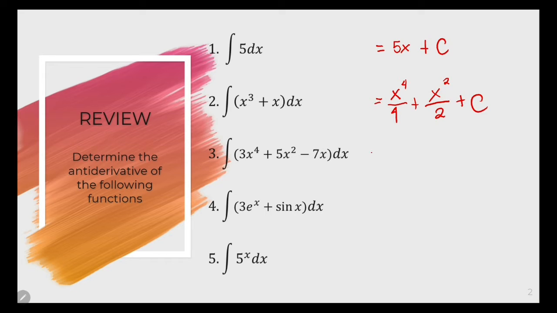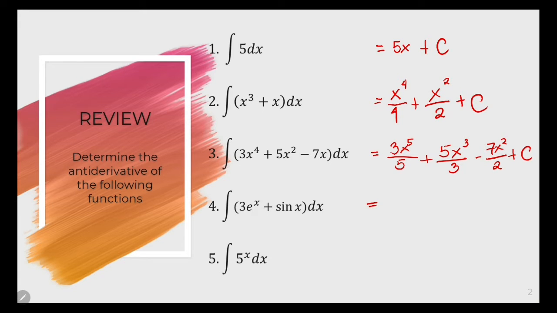For number 3, this is the same as number 2. Applying that, the integral of 3x to the power 4 plus 5x squared minus 7x dx is 3x to the power of 5 over 5 plus 5x cubed over 3 minus 7x squared over 2 plus the constant c.